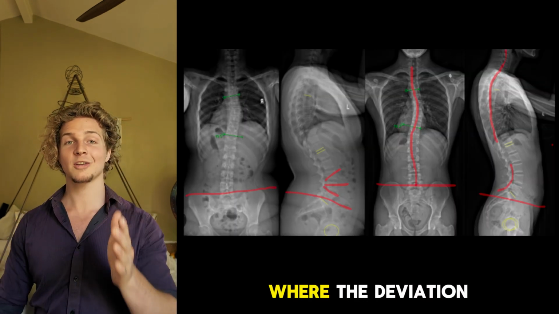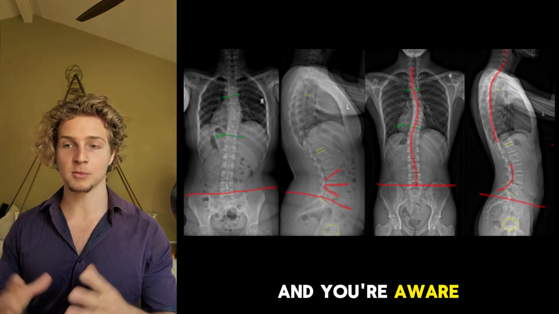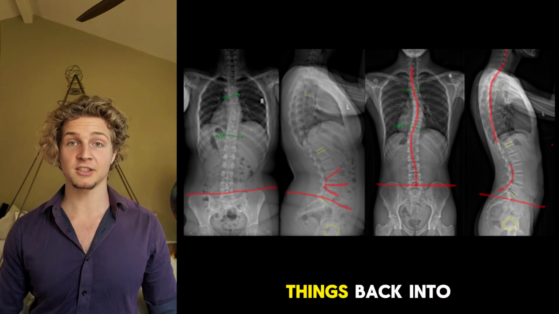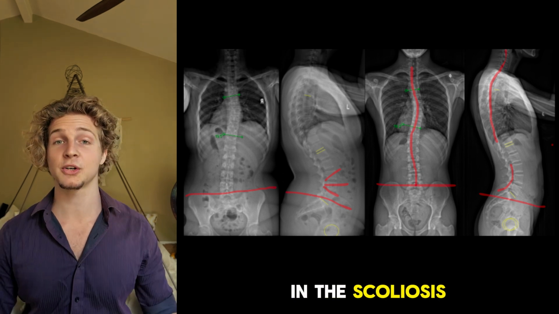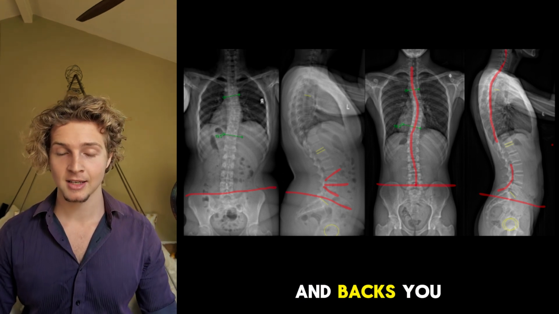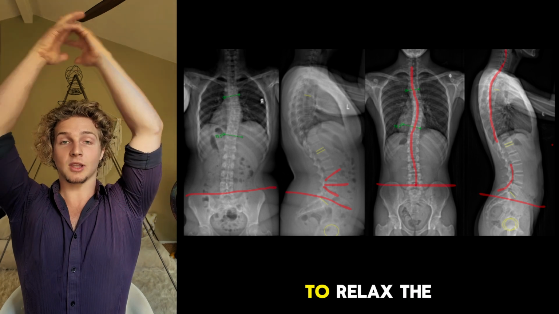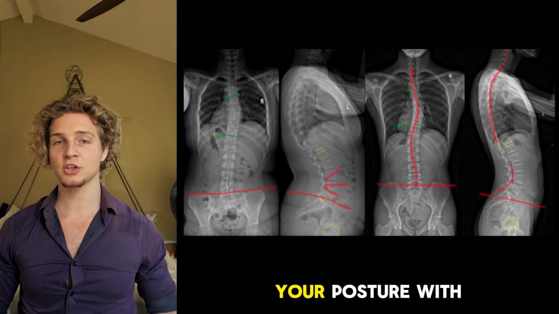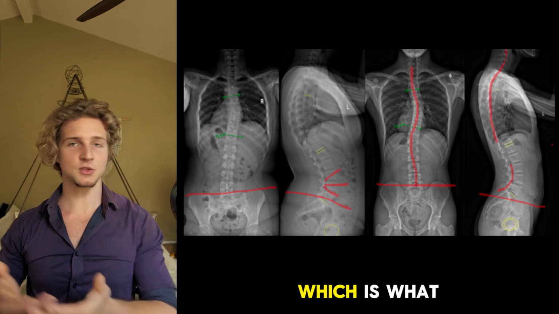You can actually do a whole bunch just yourself or with simple objects around the house and simple movements. If you know where the deviation is and you're aware of the principles of the body, you can move things back into alignment. In the scoliosis example, or forwards and backs, you can lengthen to relax the muscles and then reset your posture with various exercise therapies, which is what I do.